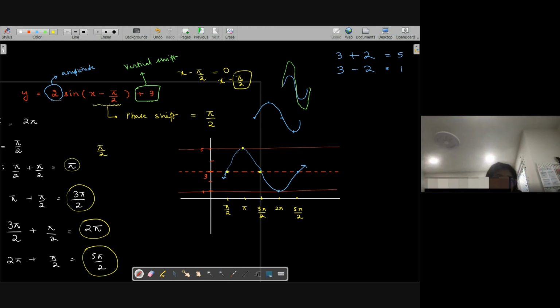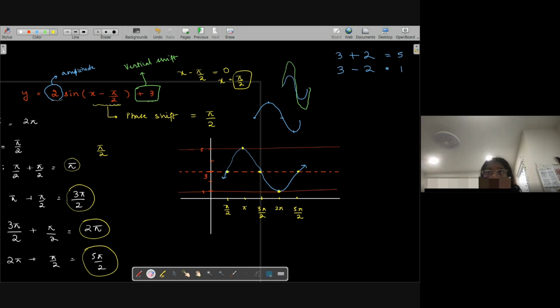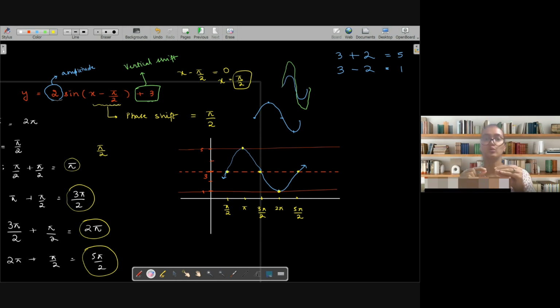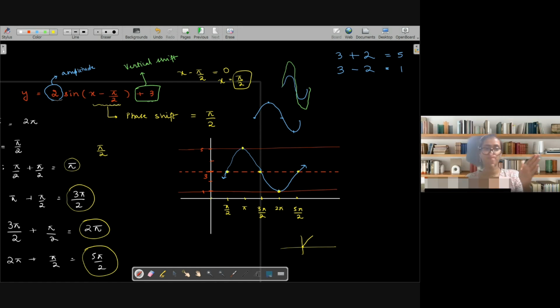I have a question. How did you know that the first point should be at pi over 2 comma 3? Now our midline has shifted up by 3 units. Otherwise, for the graph of sine, we start from 0, like this, from this point. But because of this 3, we have shifted it up to 3. And because of the phase shift, we have shifted right to pi by 2. Oh, okay.